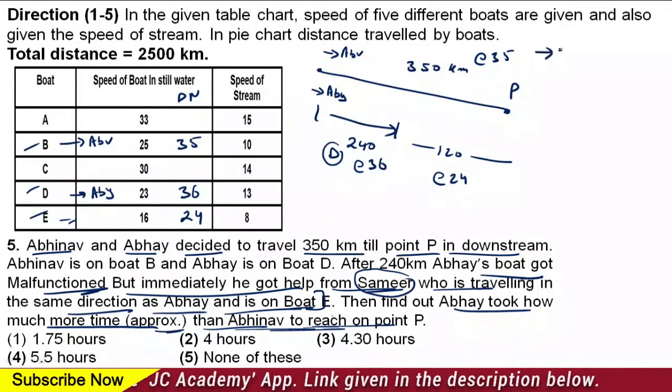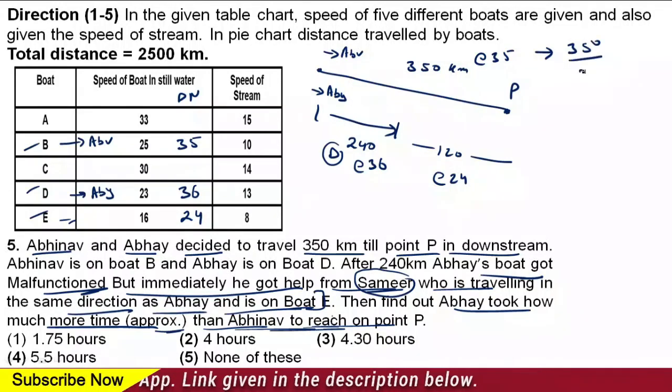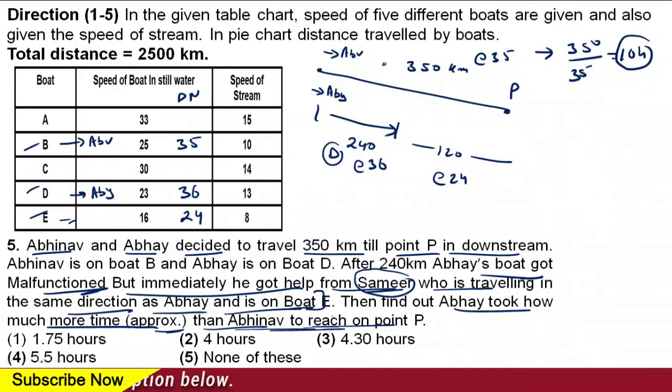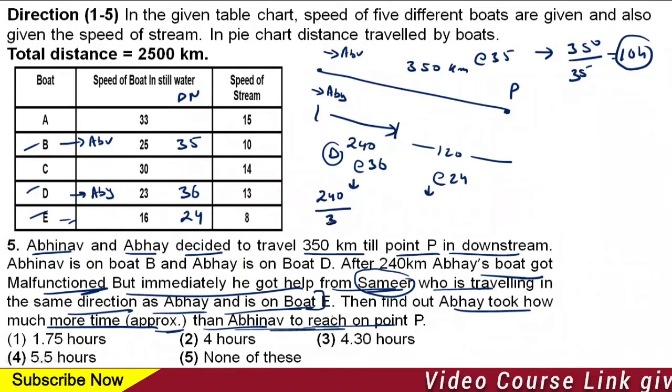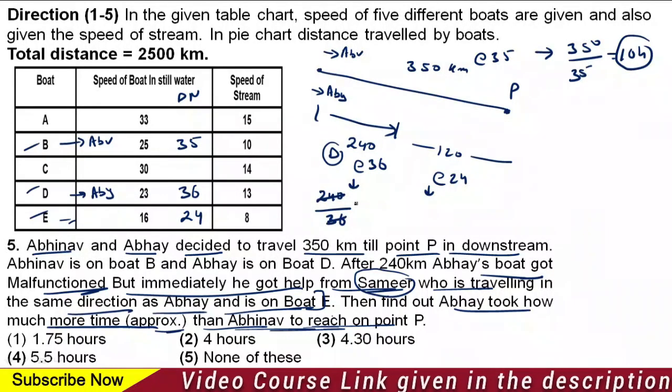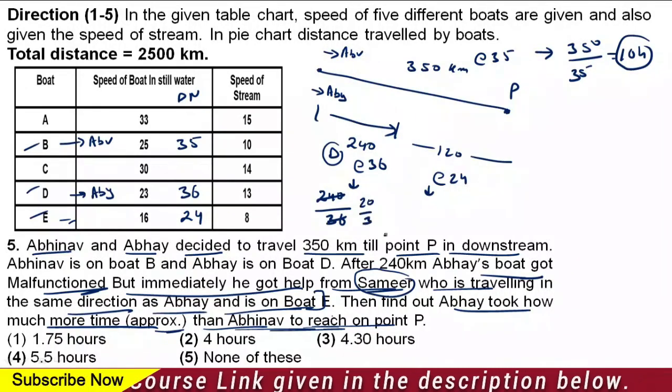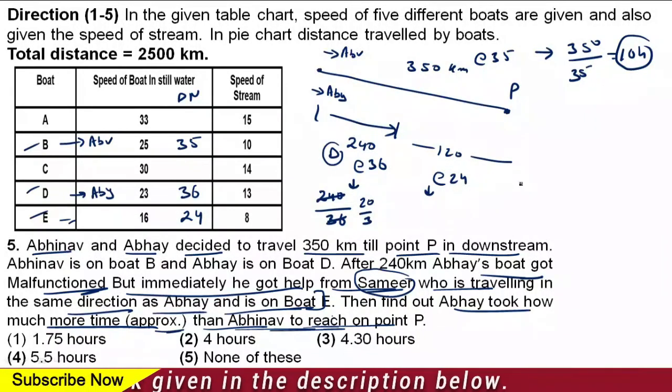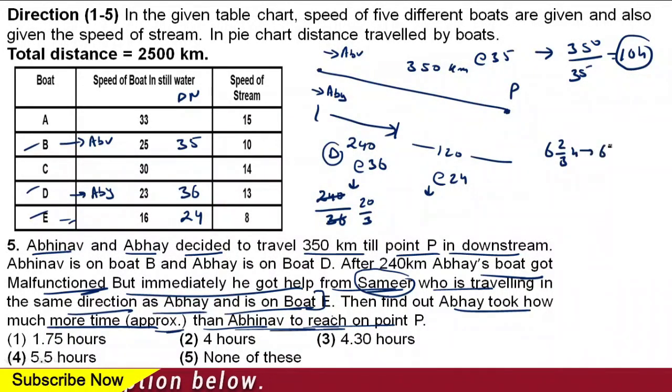For Abhinav, the time is very simple: 350 divided by his boat's downstream speed, that is 35. So 10 hours is what it takes Abhinav to go from the starting point to point P. Now Abhay will travel this in two parts. The first 240 kilometers will be traveled at the rate of 36 kilometers per hour. So we cancel this by 12, 20 upon 3, and this comes down to 6 whole 2 by 3 hours. So 6 hours and 40 minutes.